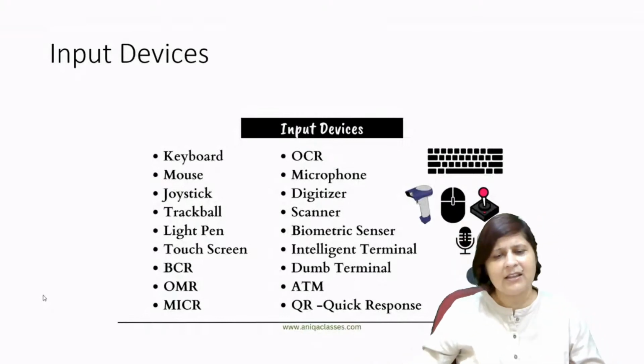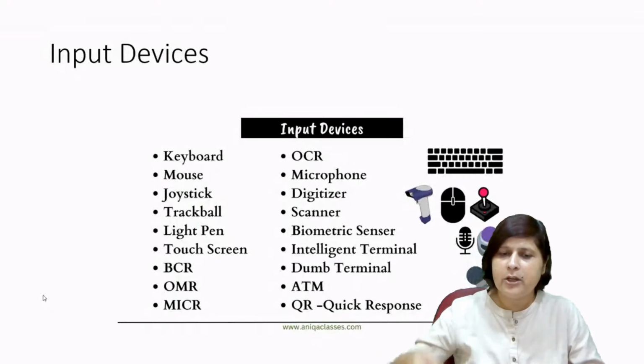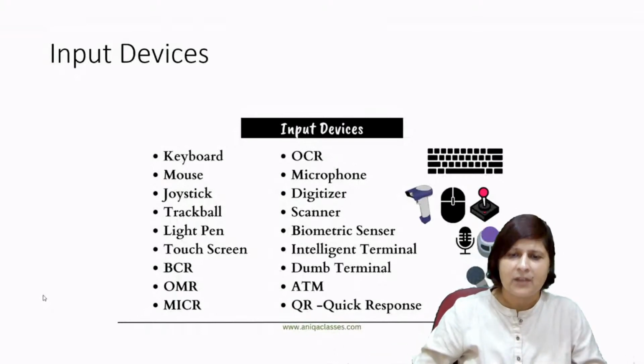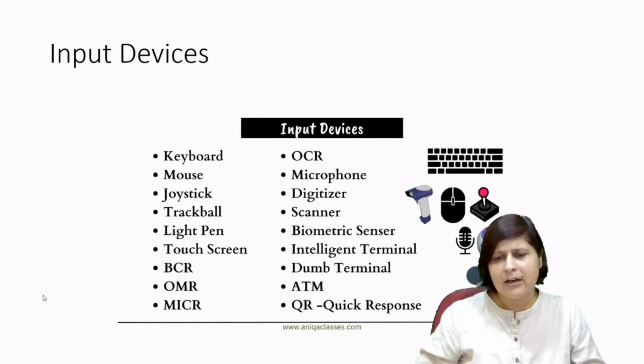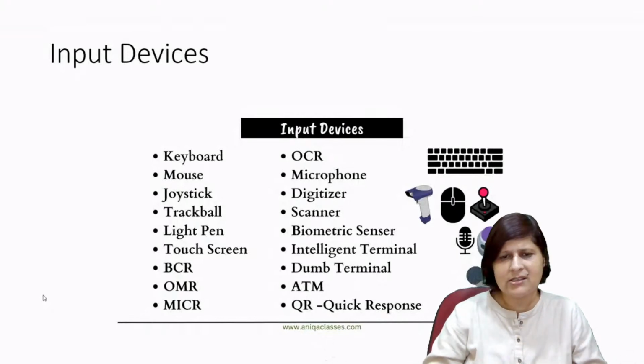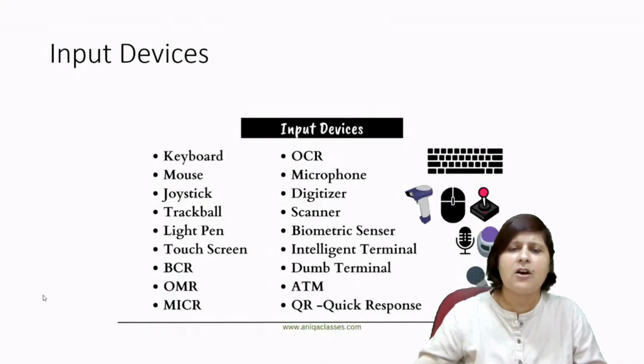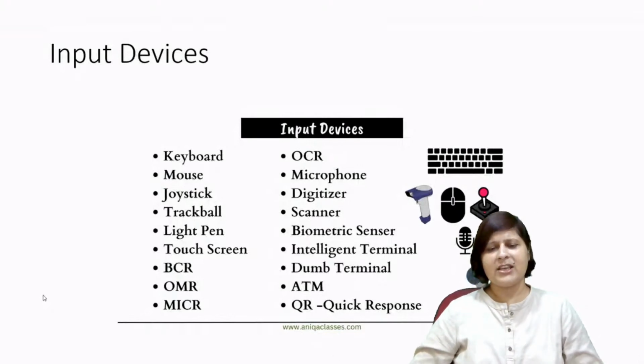Intelligent terminals are there. Dumb terminals are there too. ATMs are your input device. When you put your card, it reads the details of the card and asks for the pin code, and when you give your pin code, it reads it according to your card and then displays the options. Then QR, quick response, is there. These all are the input devices.